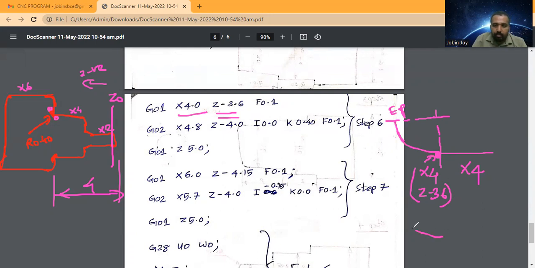So this movement is again in the clockwise direction, so this is G02. This is the tool's position, and this is the origin. This represents the x parameter value, and this is in the upward direction, so I have to enter the x parameter as a positive value.